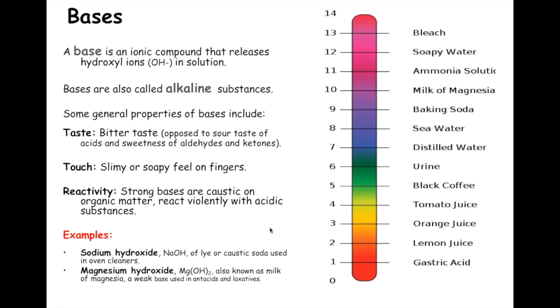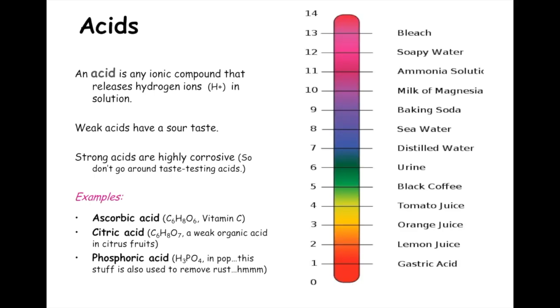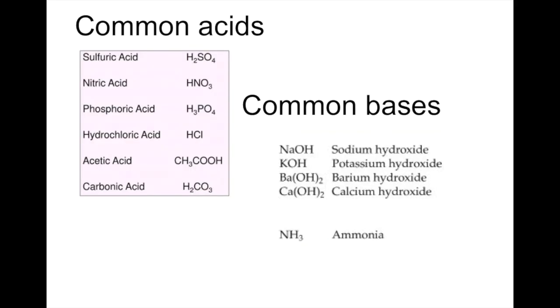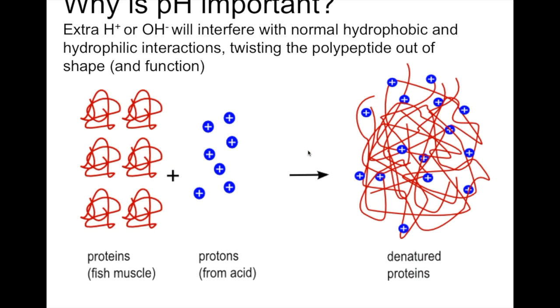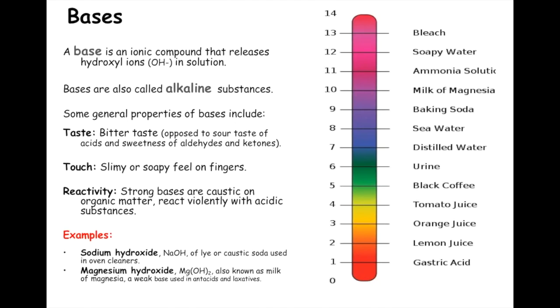Bases, as we said before, they release hydroxide. A lot of these have the name hydroxide in them. So we saw sodium hydroxide, potassium hydroxide, barium hydroxide, calcium hydroxide. They all release these OHs into the solution. They are called alkaline substances. This says hydroxyl. I prefer hydroxide. I didn't go through all of the terminology yet.